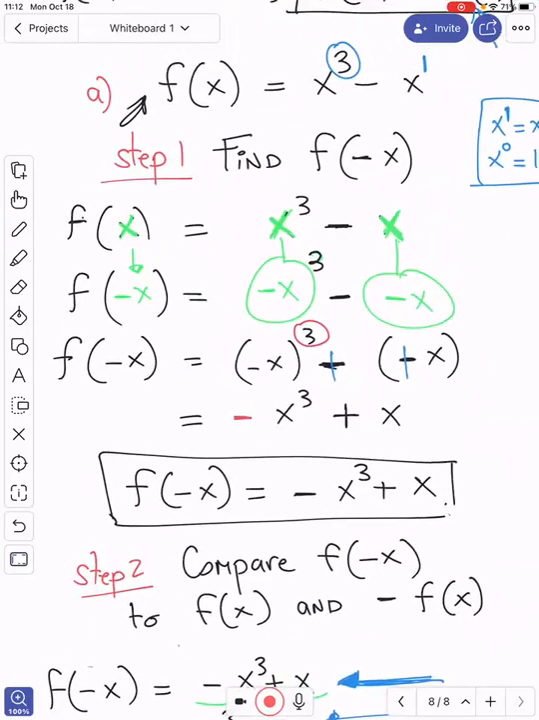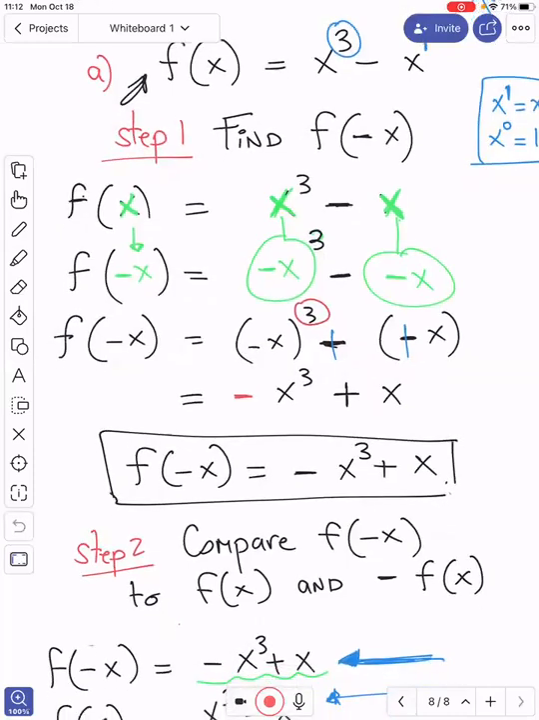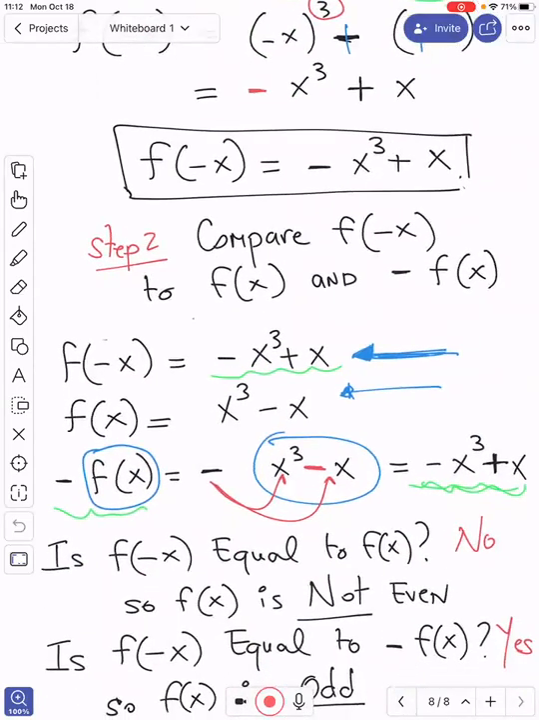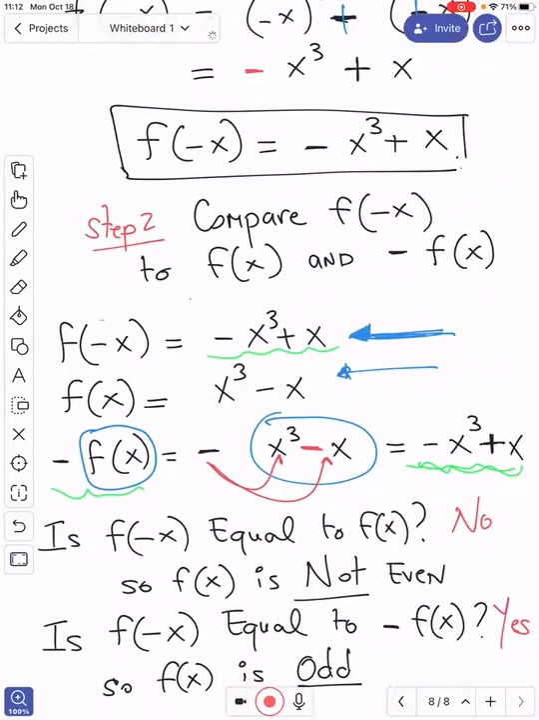First you find f of minus x: just replace your x by minus x, right? And step two, just write down your answer from the first step. You compare it to your original function f, and then you compare it to the opposite of your function f.